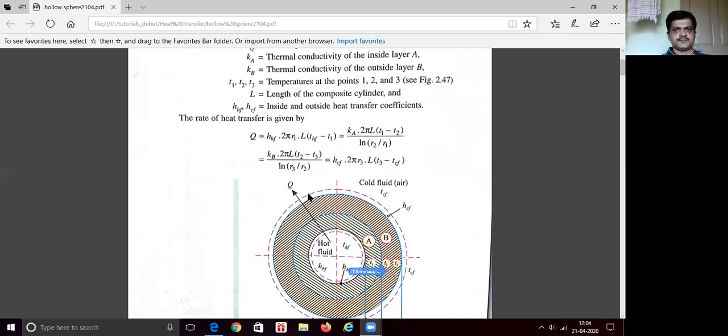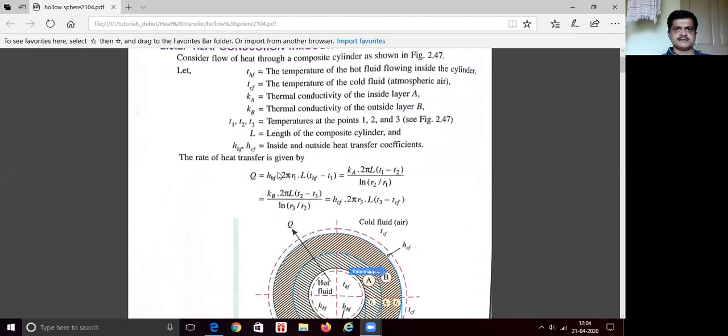Now we can write one equation. Let us say convection from the hot fluid to the inside surface of A. That is through convection, and this we have studied. Q is equal to h into 2 pi R1 into L into (THF minus T1). 2 pi R1 into L is nothing but the area, that is the circumference into the length of the tube. This we have already studied.